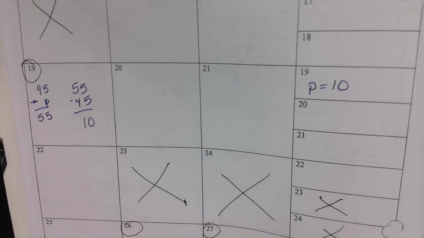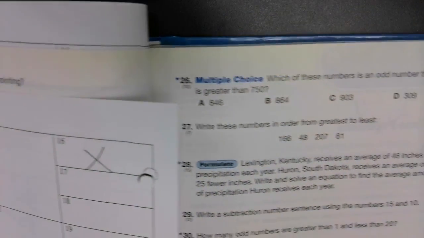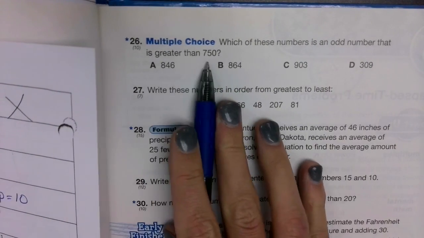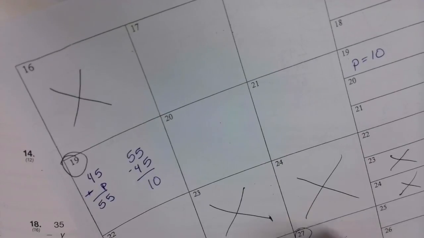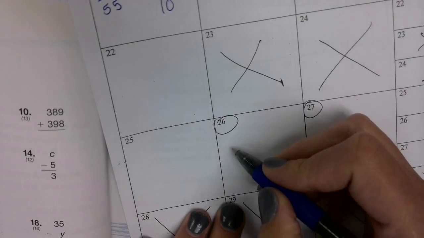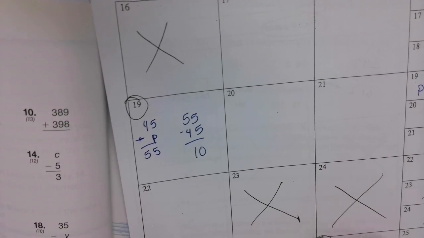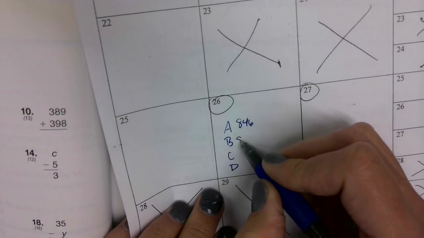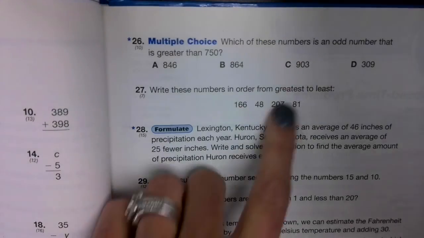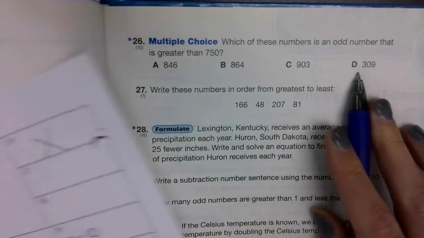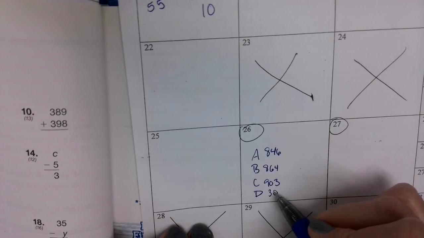26 and 27. 26 says, which of these numbers is an odd number that's greater than 750? When I do these ones, I like to just eliminate ones I know it can't be. So A is 846, B is 864, C is 903, and then D is 309.